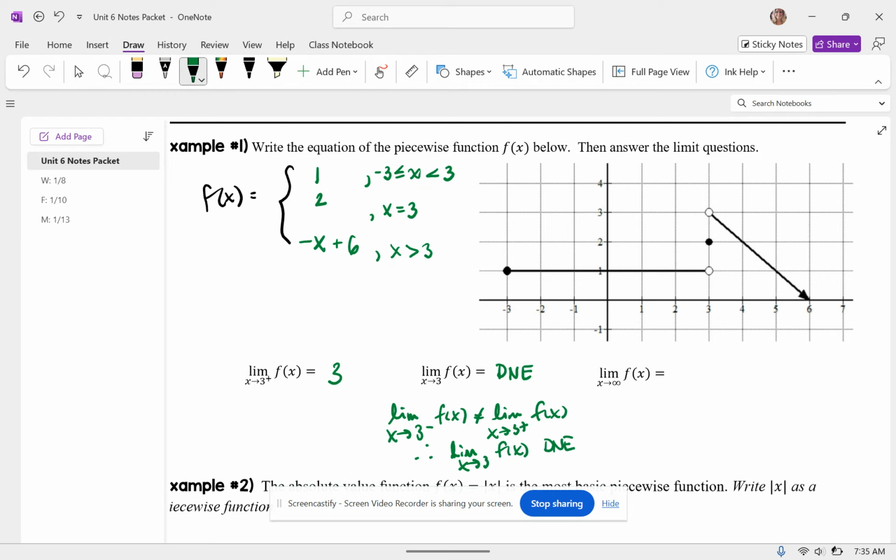So what about the limit as x approaches infinity? Where's Bertram headed? Where's he going? He's going down. He's going down, negative infinity. Okay. Cool.